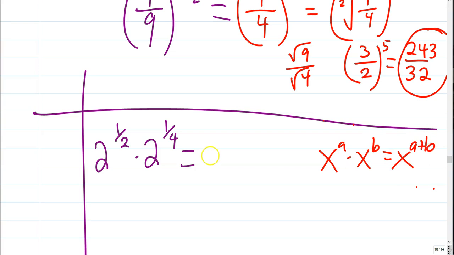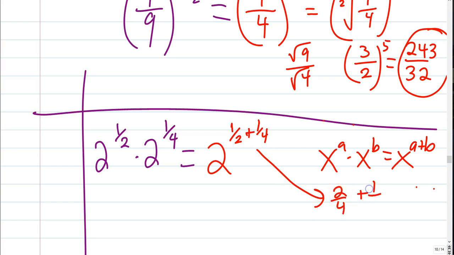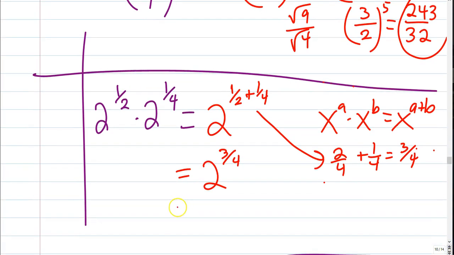So this is basically 2 to the, what is 1/2 plus 1/4? Well, I can do that on the side. Give those a common denominator. 2/4 plus 1/4 is 3/4. So this is basically 2 to the 3/4. Or if you'd like, the fourth root of 2 to the 3rd, or if you'd like, the fourth root of 8.